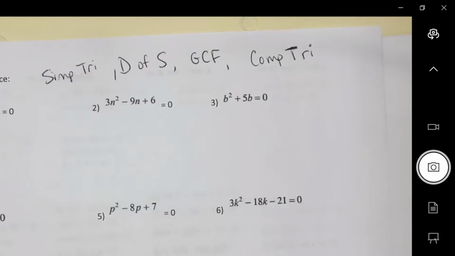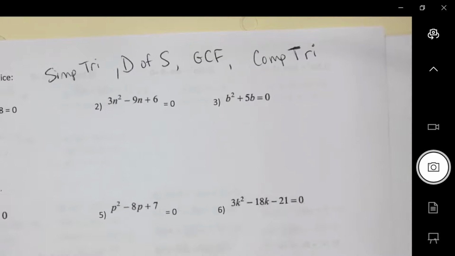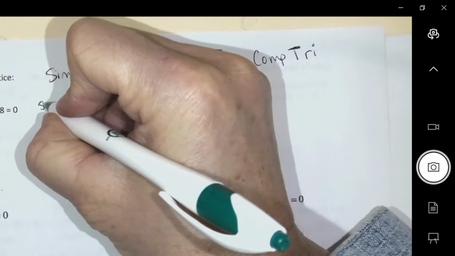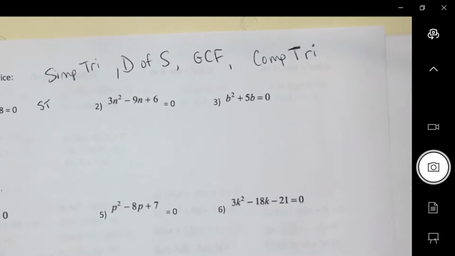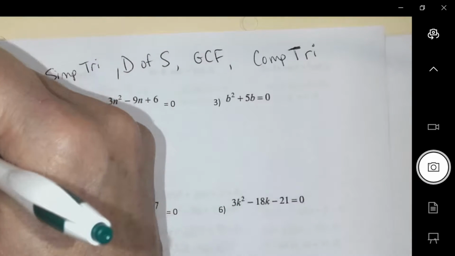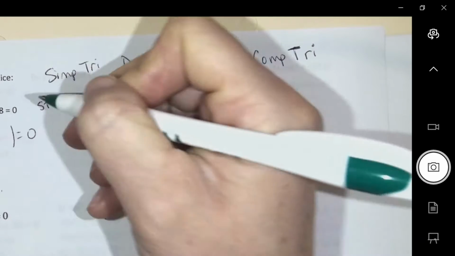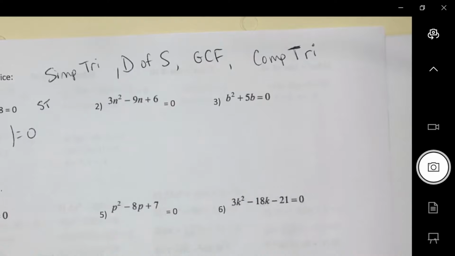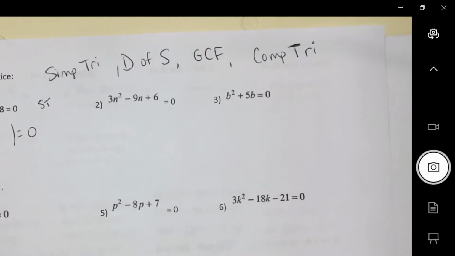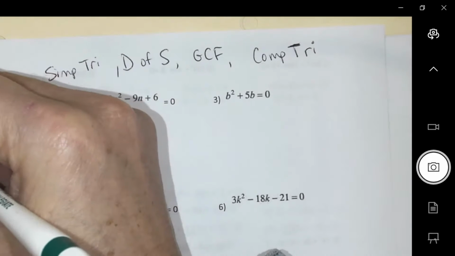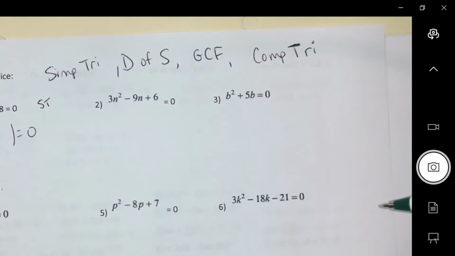Okay, so the first thing is you got to recognize what type it is so you know what to do. So number 1, which one of these is it? Should be a simple. Okay, so give me 2 brackets. So what times what would make p squared? P times p.